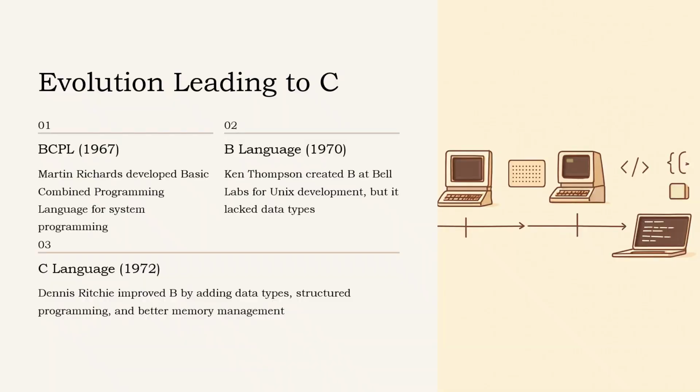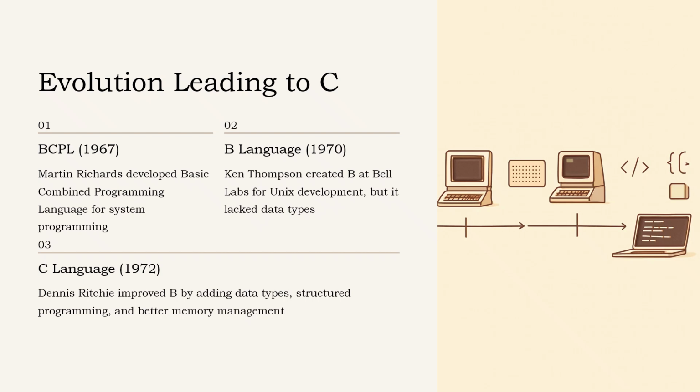Now, in the evolution of programming languages, the first one is BCPL. It stands for Basic Combined Programming Language. In the year 1967, a programming language called BCPL was developed by Martin Richards. This was designed for systems programming and influenced later languages. However, BCPL was still complex and not very efficient for all types of programming.